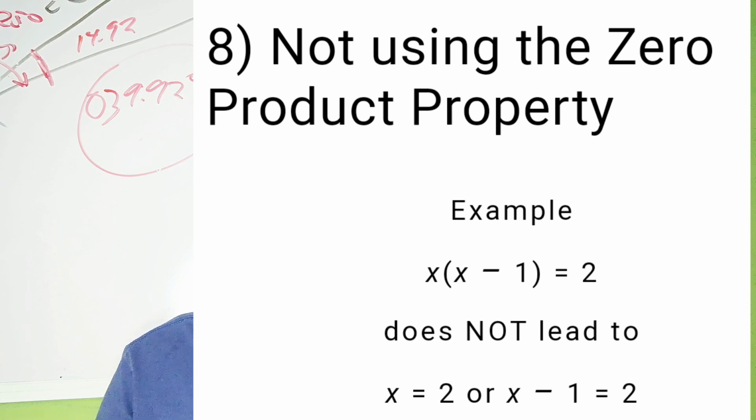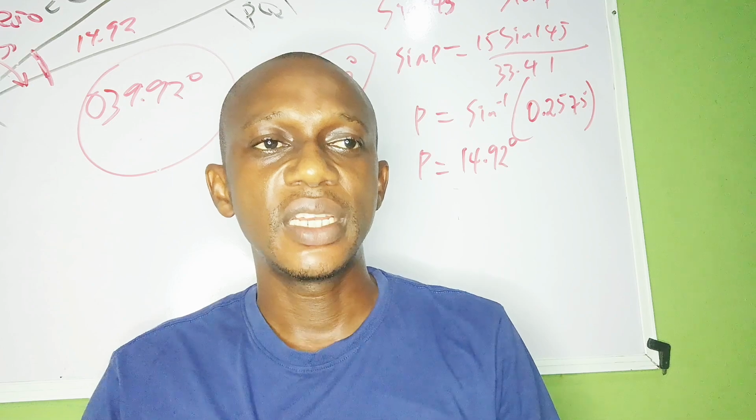When you use the zero product property, it means you have to open the bracket first, where x times x gives you x squared, x times minus 1 gives you minus x, is equal to 2. So the 2 will have to come to the left side to give us x squared minus x minus 2 is equal to 0. So we have to factorize before we can get the answer there. Let's take note of that.